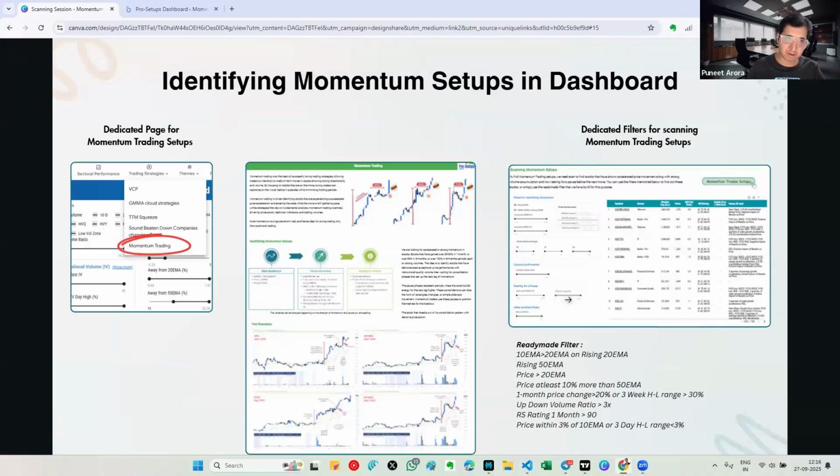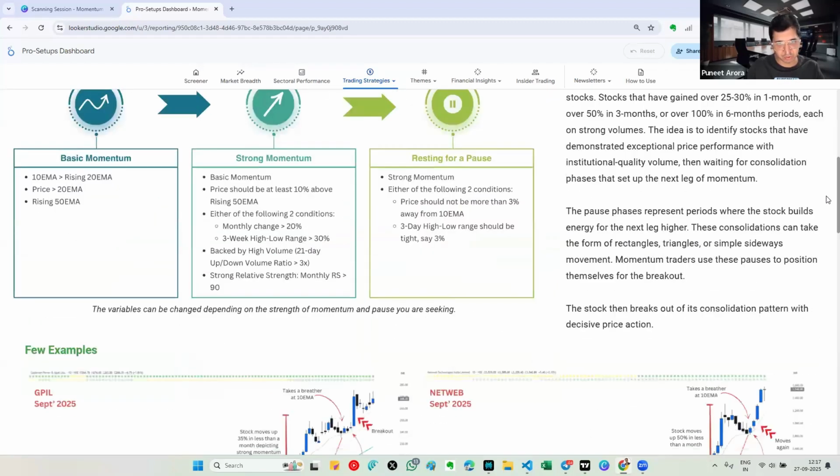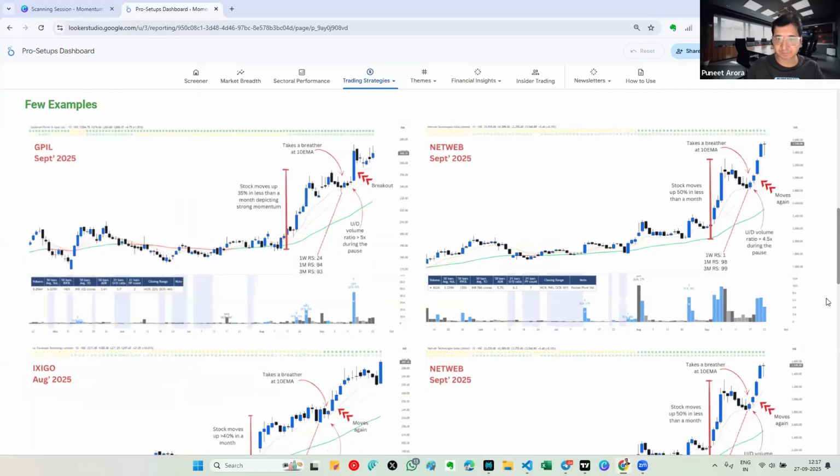So, identify momentum setups. What I've done is that you will see that I have added a new page today under trading strategy for momentum trading. Right in the dashboard, you will go here to trading strategies. There's a dedicated page of momentum trading in the dashboard now. I have put this today itself. You can read about it. The same examples that I'm showing you in the presentation are also here.